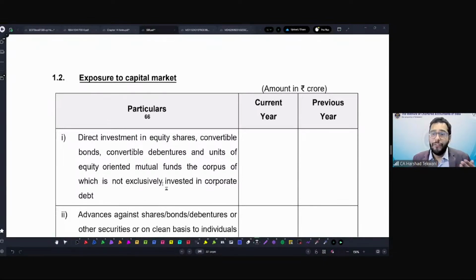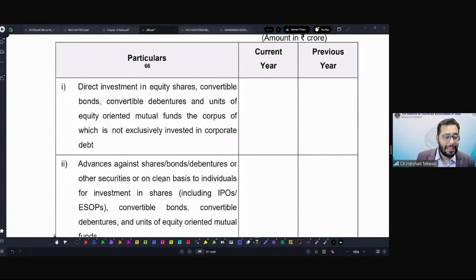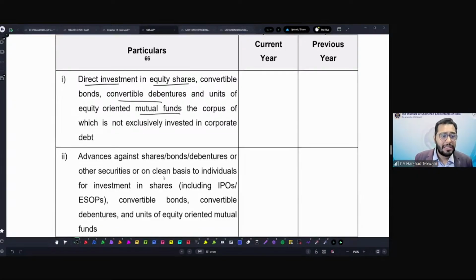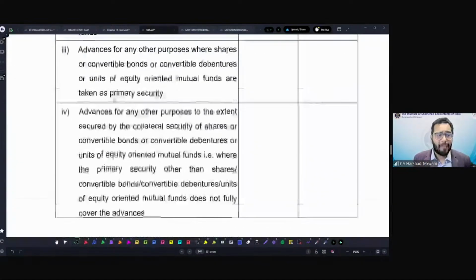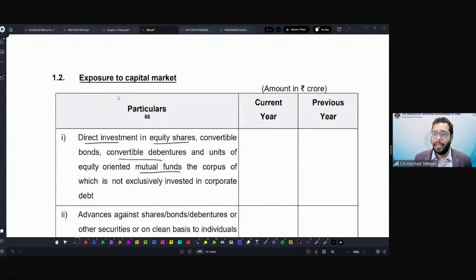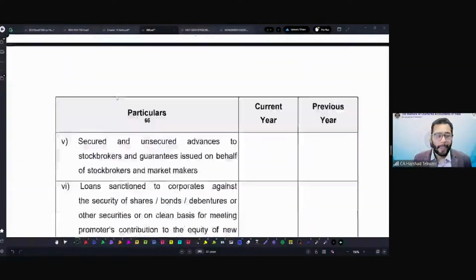What is the exposure of NBFC to the capital market? For example, remember we saw valuation of investments. Same here, like direct investment in equity shares, bond, convertible debentures, mutual funds, advance against shares, advances, other advances. What is the exposure basically to the capital markets for the NBFC? Okay.